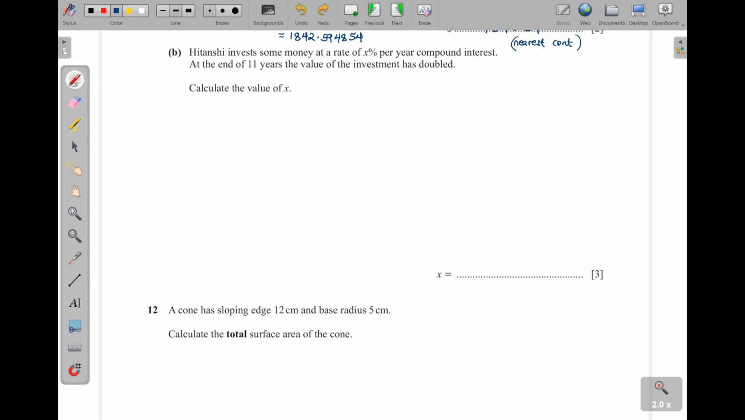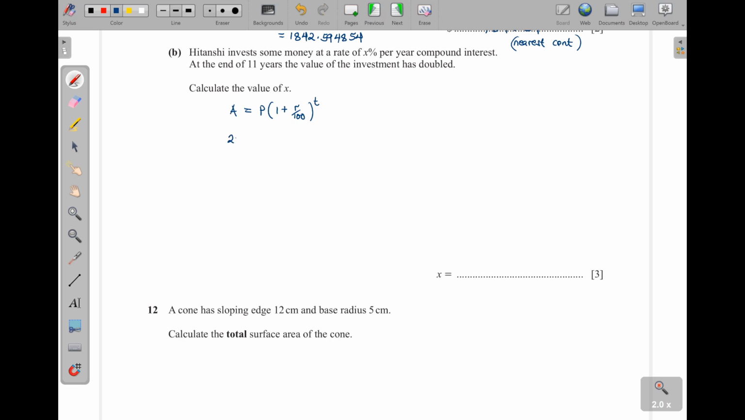Part B. Hitanshi invests some money at a rate of X% per year compound interest. At the end of 11 years, the value of the investment has doubled. Calculate the value of X. So first of all, we know that amount is equal to the principal into 1 plus R over 100, then to the power of T. Okay, so the amount has doubled. That means the principal is times 2.